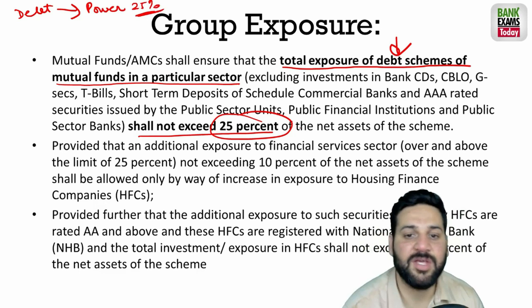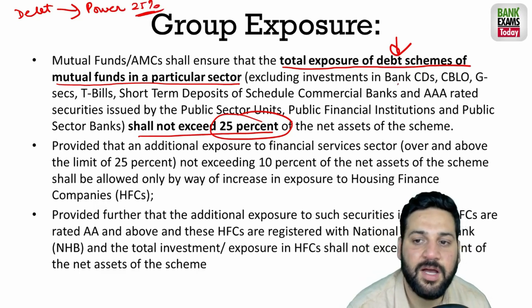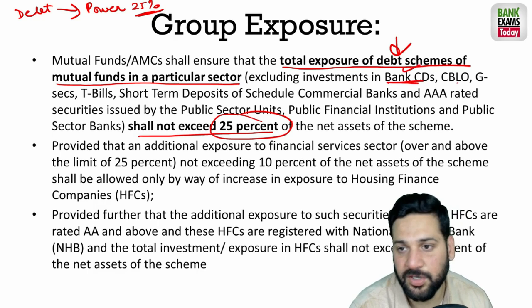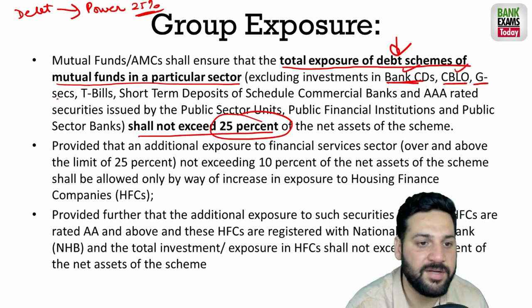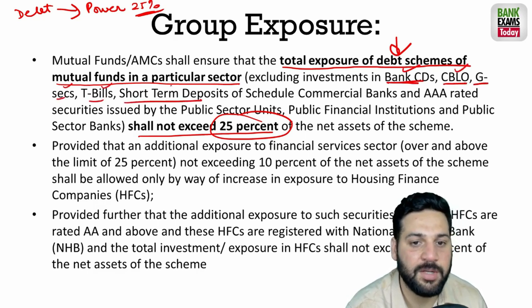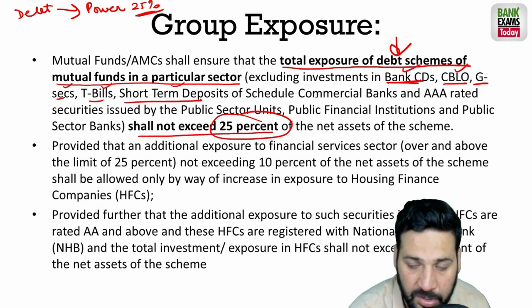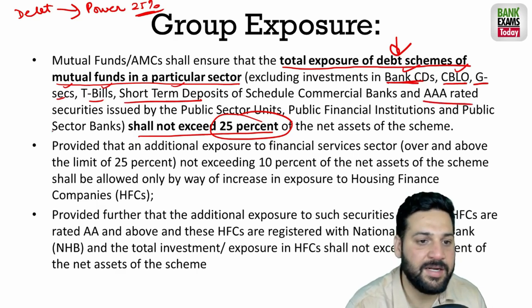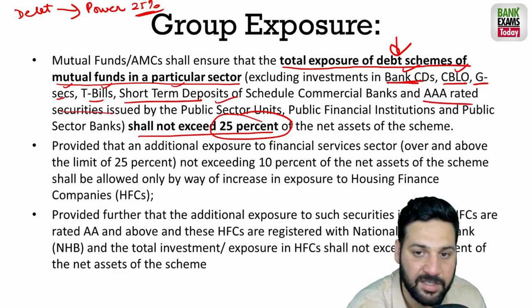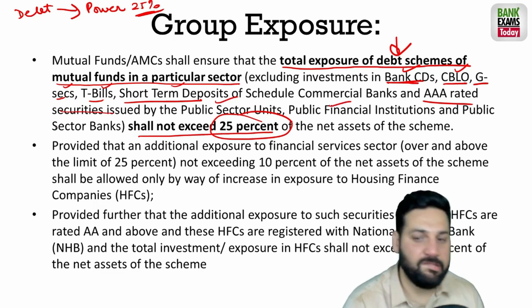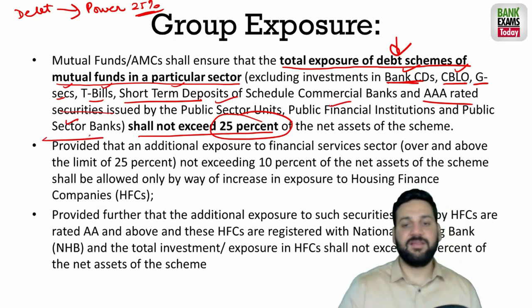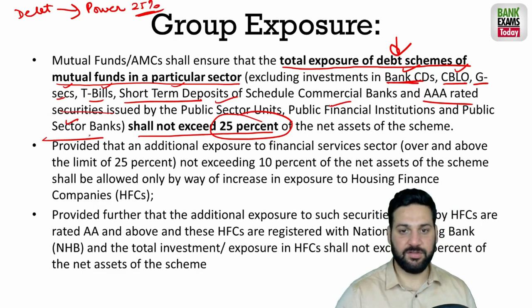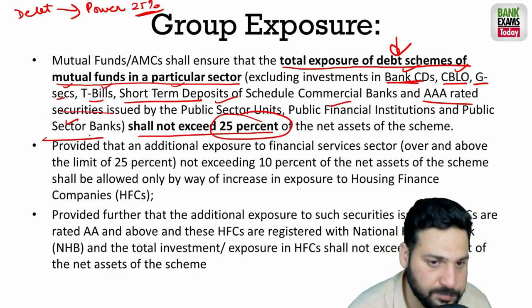But there are some exclusions. Exclusions are bank, commercial deposit, CBLO, government securities, T-bills, short-term deposits of scheduled commercial banks, AAA rated securities issued by public sector units, public financial institutions and public sector banks. Except that, the limit is 25%. So please remember that list.